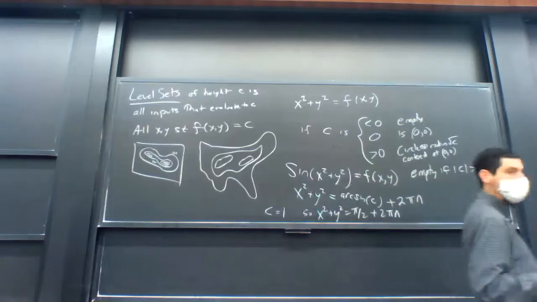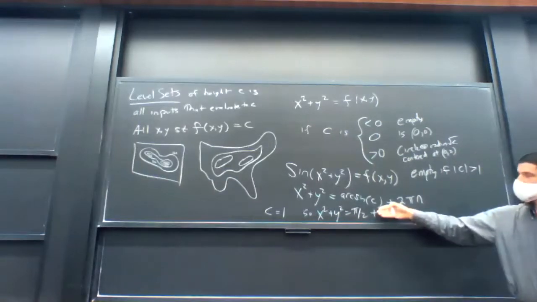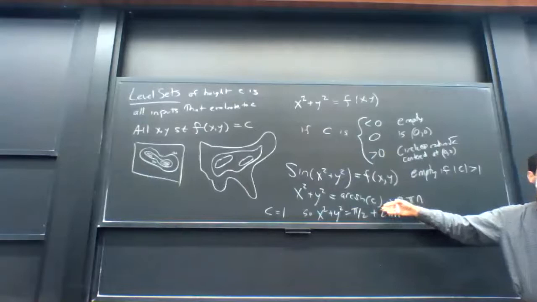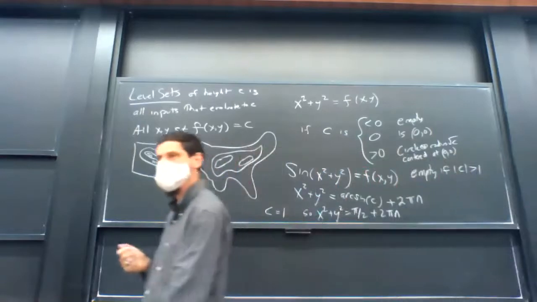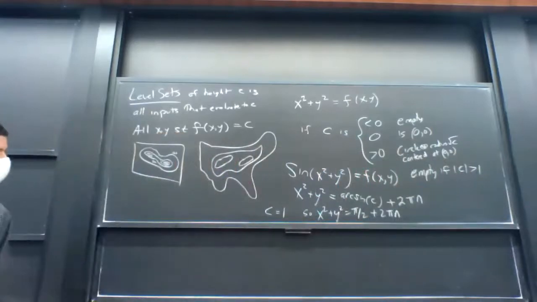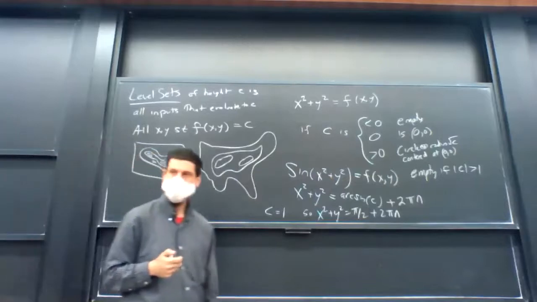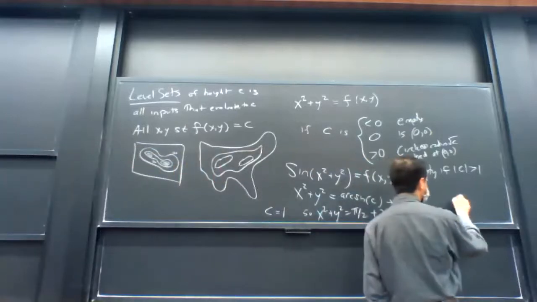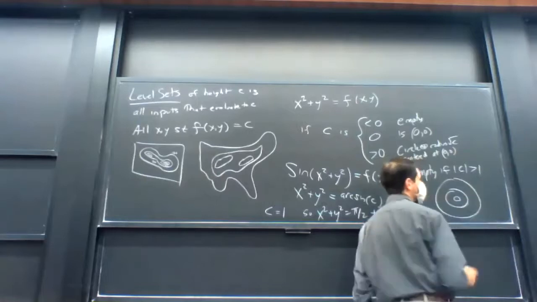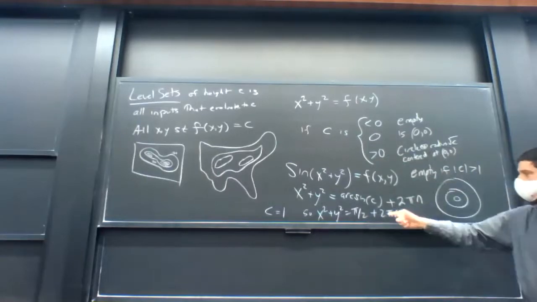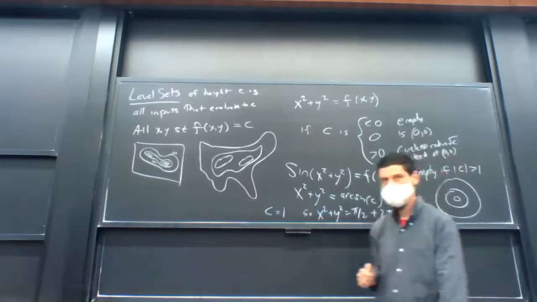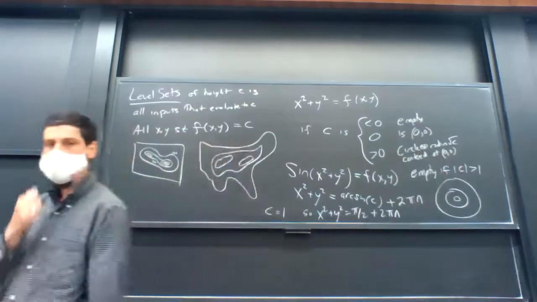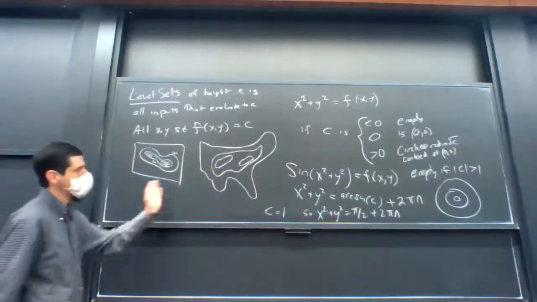So let's do the case when n equals 0, where x squared plus y squared is pi halves. What kind of curve is that? It's a circle. And let's say it's pi halves plus 2 pi. What kind of curve is that? Circle. And then pi halves plus 4 pi. Circle. It's just going to be a bunch of circles. And we can even figure out what the radius is. The radius would be the square root of pi halves plus 2 pi n. And so that's how you would calculate the level sets for something like this.